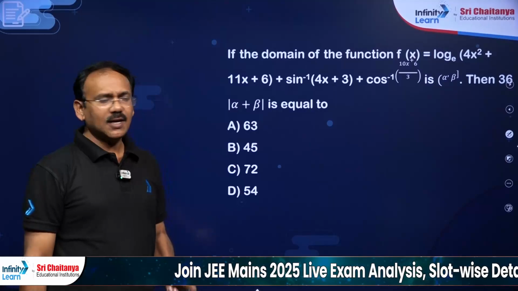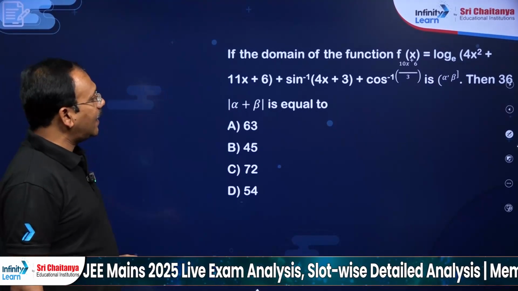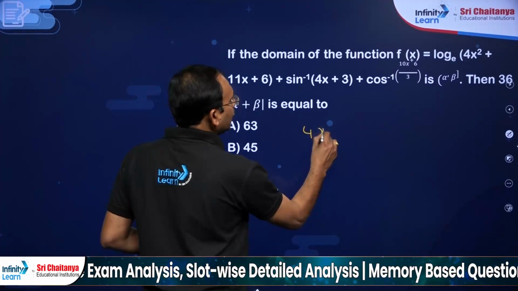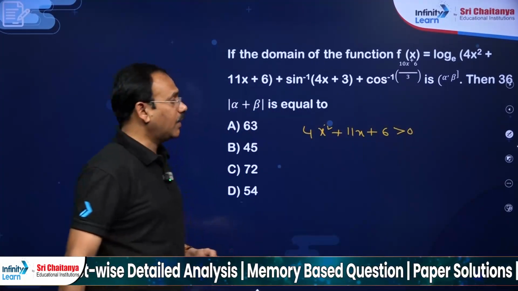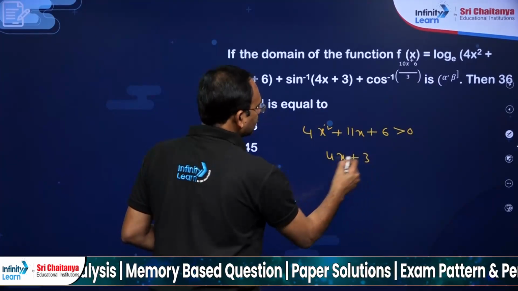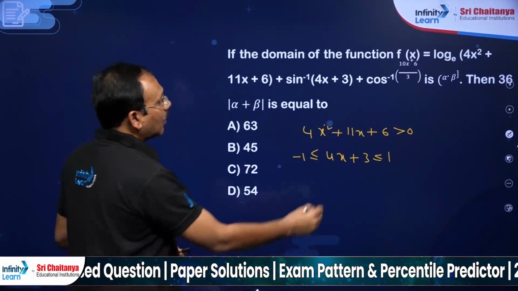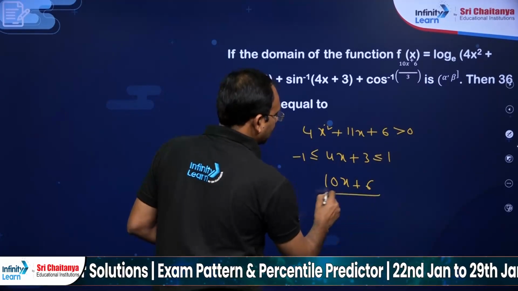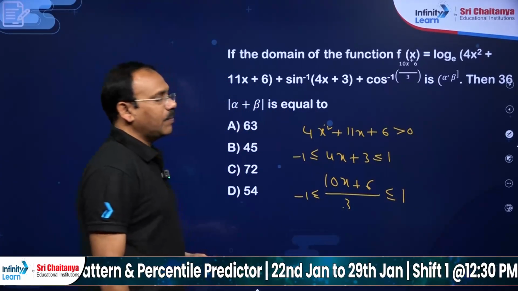You see the first question here: the domain of the function f of x is ln of 4x square plus 11x plus 6. So first point is input of the logarithm must be positive. This is point number 1. Second, sin inverse of 4x plus 3 means input of sin inverse must be between -1 to 1. Second point. And cos inverse of (10x plus 6) by 3, the input of cos inverse x should also be -1 to 1.